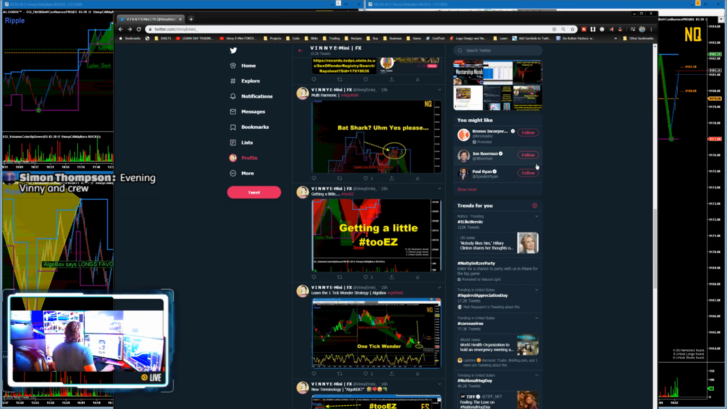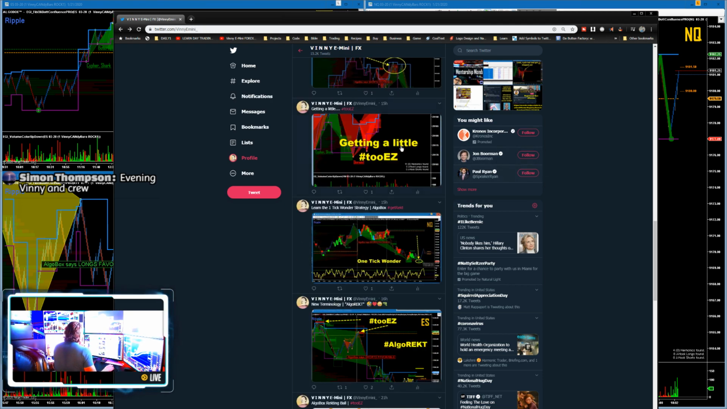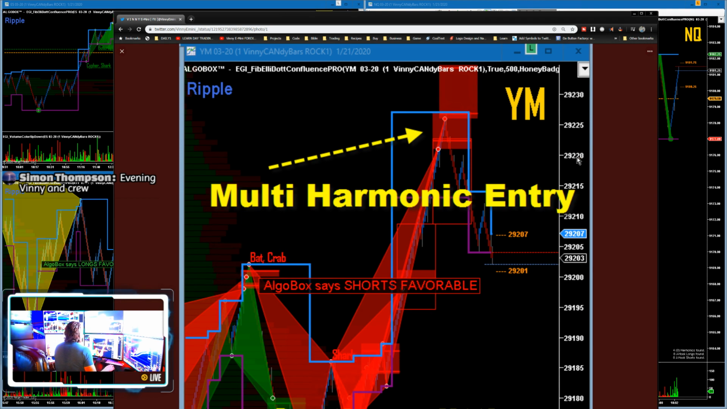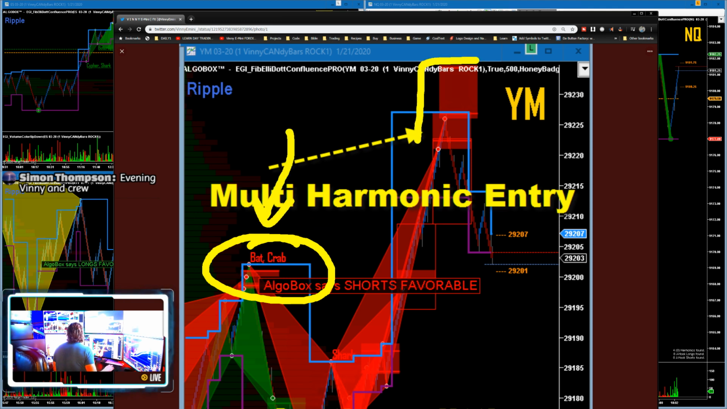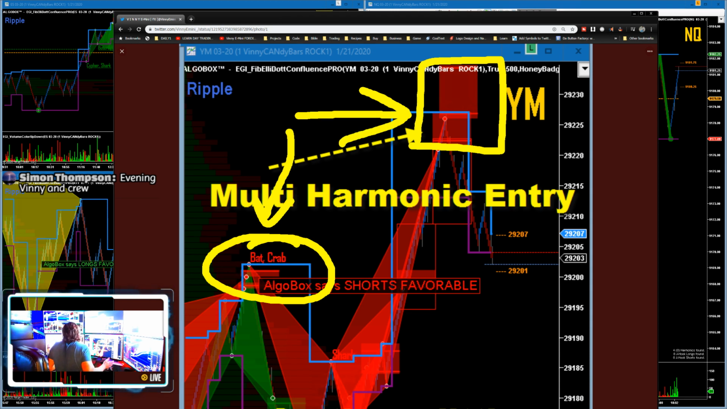So the shark, one of my favorites. So we'll show a couple more from today. This is a multi-harmonic entry. Anytime our system can show you when multiple things are lining up. So this is a bat crab with two PRZs laying on top of each other. If you want to know what the PRZ is, that's a potential reversal zone. Okay, and I've got two of these laying on top of each other on the NASDAQ. This increases the likelihood of me wanting to take this position short. And sure enough, look at the bust out of here. Okay, beauty. And I'm a beast.